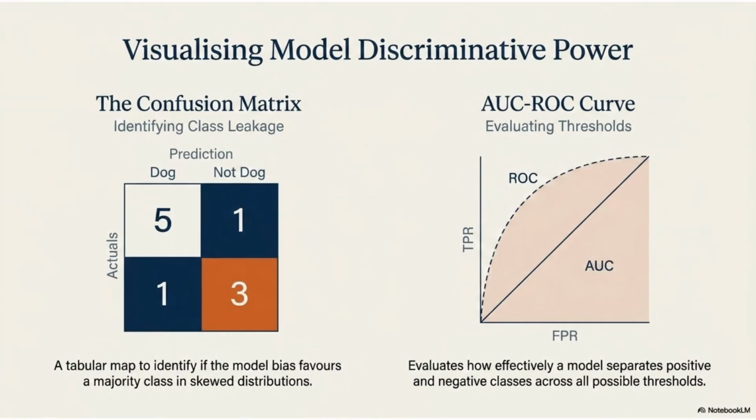To visualize discriminative power, we use the confusion matrix to map correct and incorrect predictions. Simultaneously, the AUC-ROC curve evaluates the model's ability to separate classes across various thresholds. Both tools are necessary to ensure a model is both accurate and clinically safe.